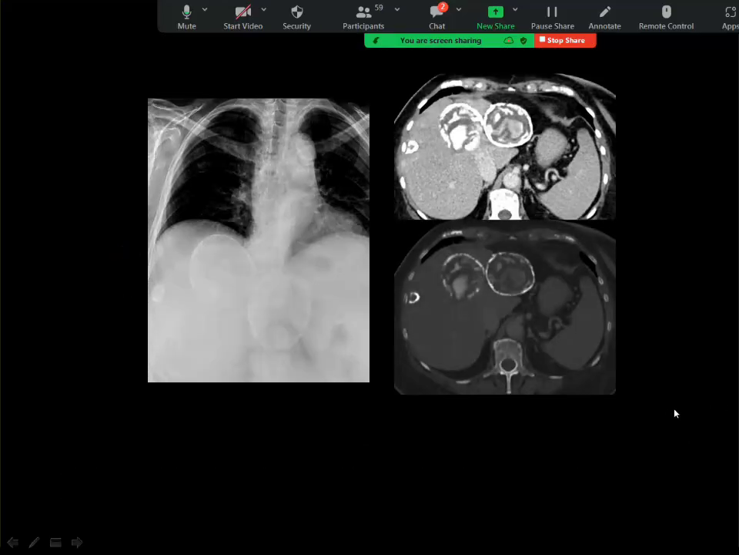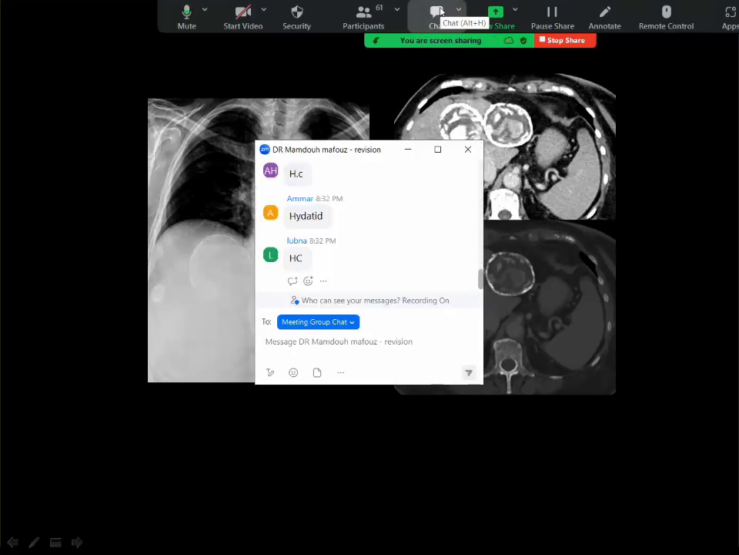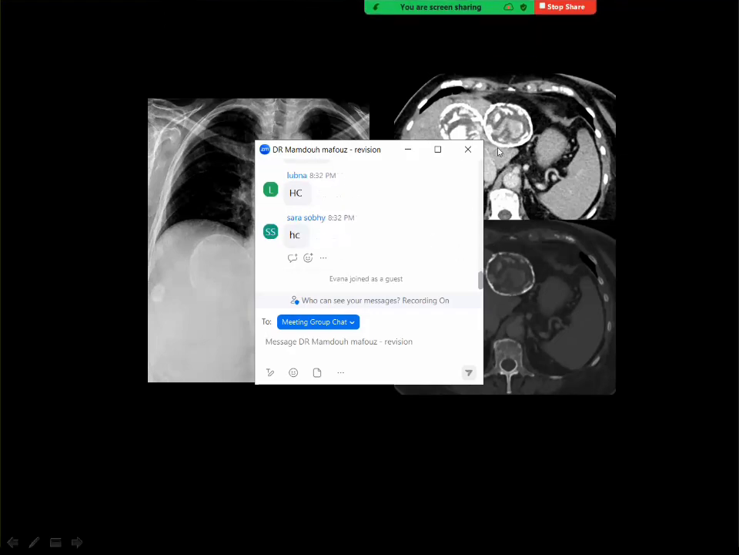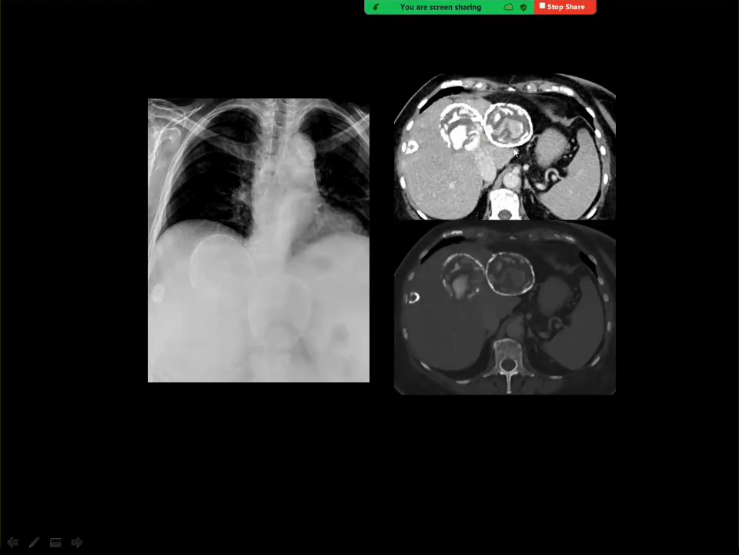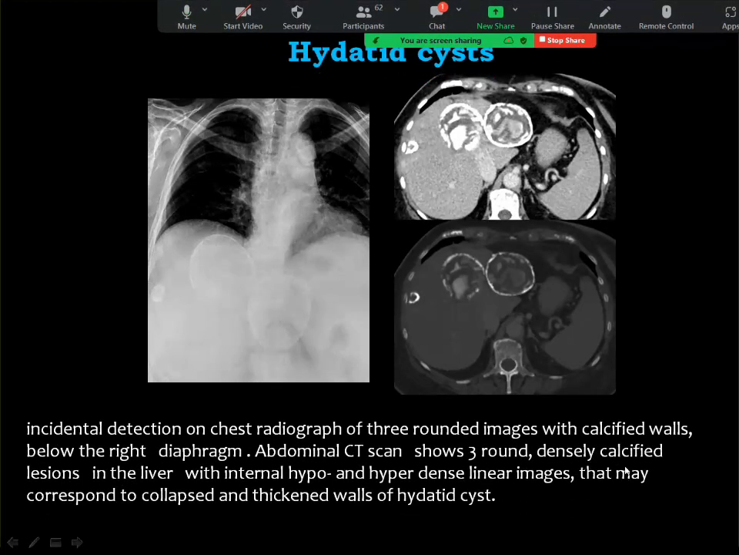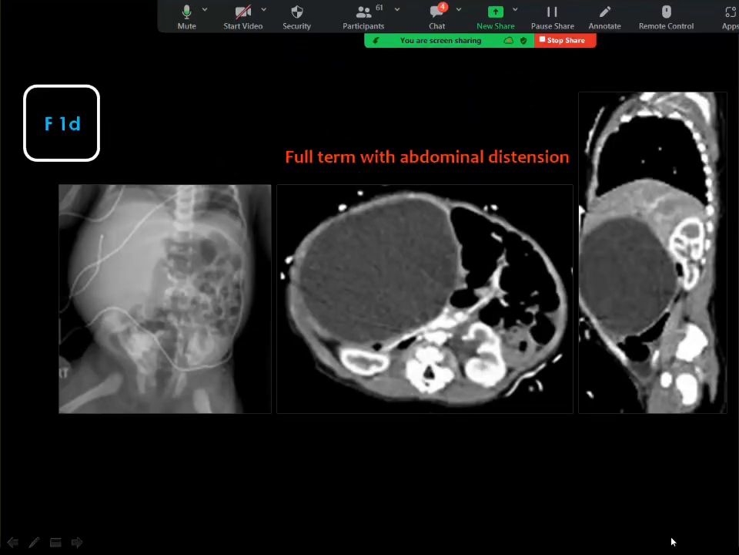Next case is a plain film of the chest. This was a chest x-ray actually, but because of these three shadows, they did a CT scan of the abdomen, and they revealed these calcified lesions, which are diagnostic of hydatid cysts. And with hydatid cysts, whenever the cyst has died, then you get calcium even throughout the whole cystic lesion.